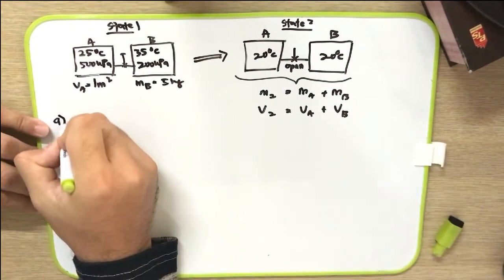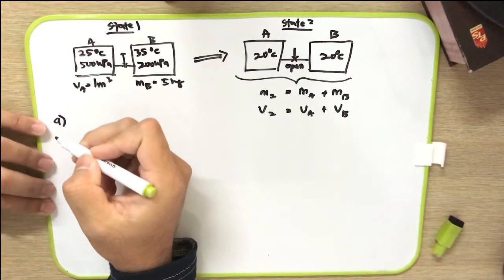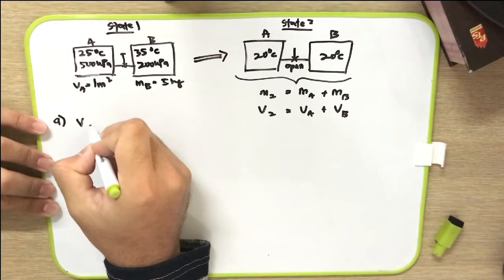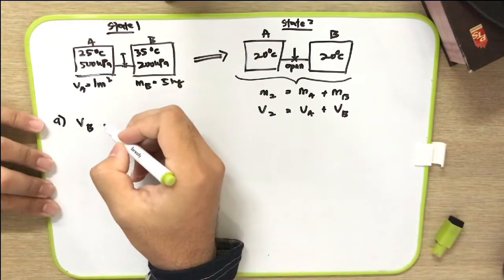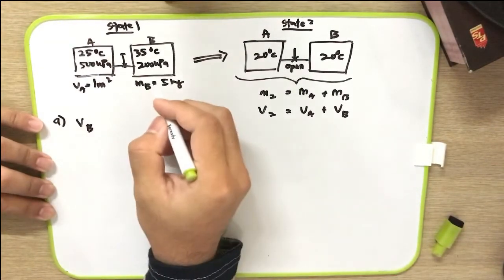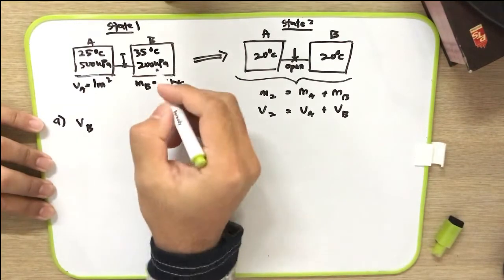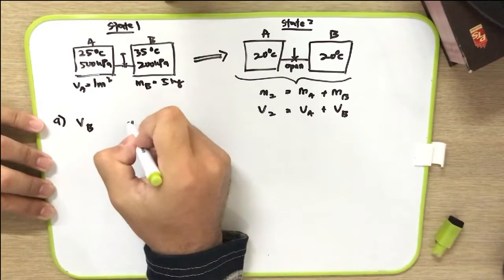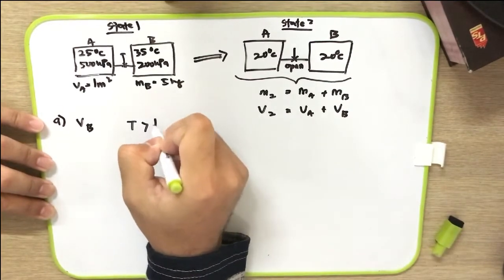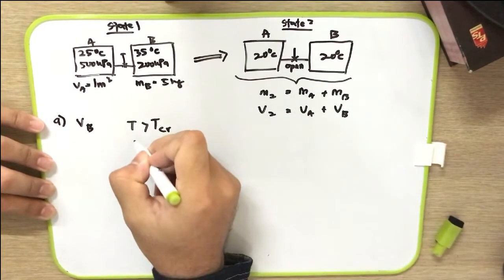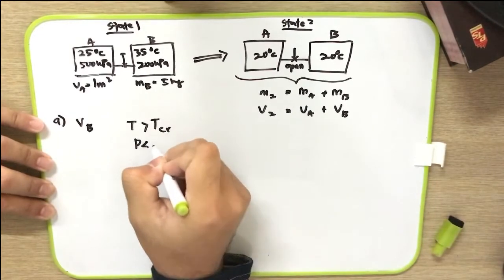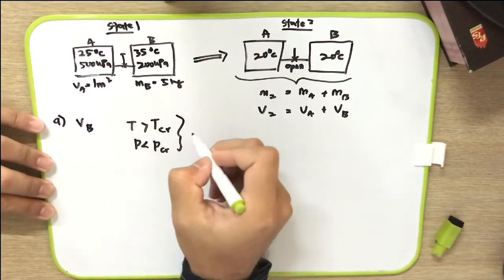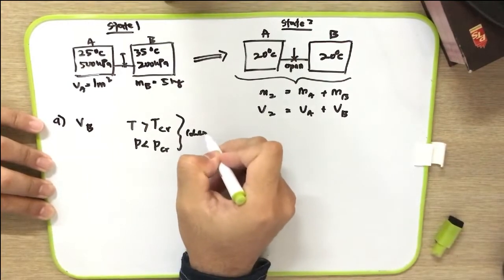So now we go to question A. We have to find the volume of the second tank, which is tank B. In order to find the volume for tank B, we have to consider whether the air inside tank B is an ideal gas. When the temperature given is higher than the T critical and the pressure is less than the P critical, we can consider that the gas is an ideal gas.